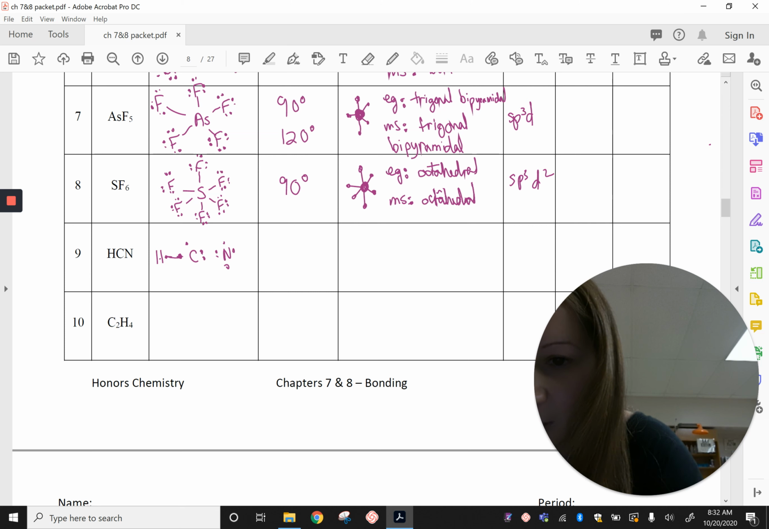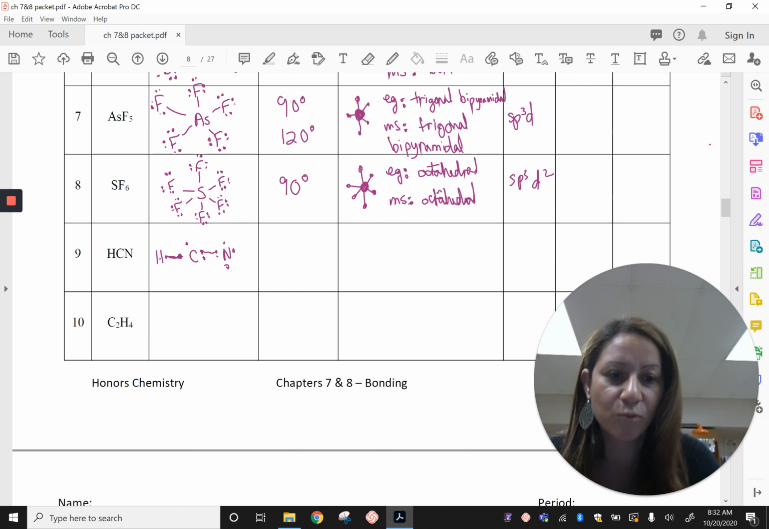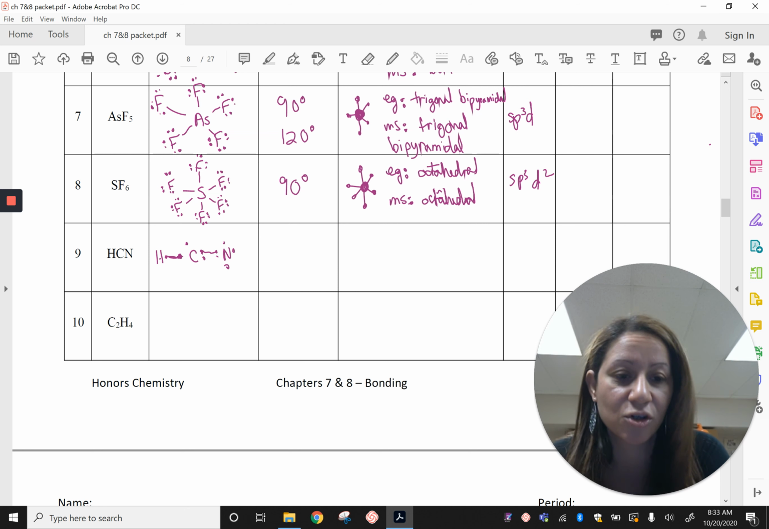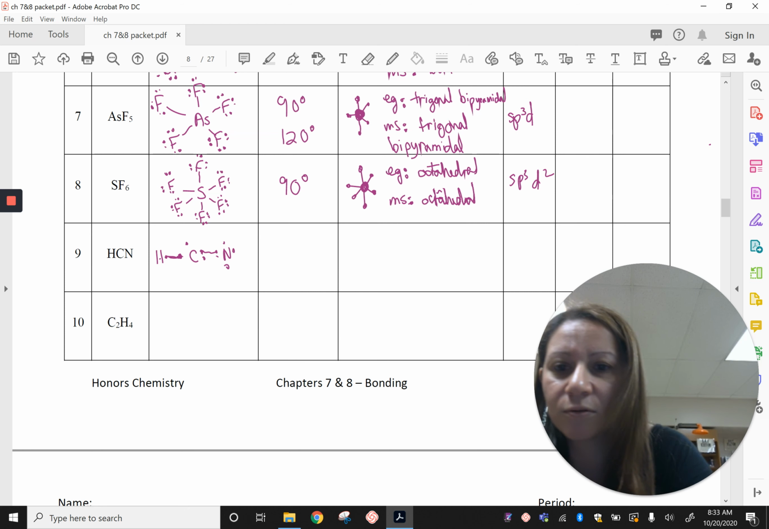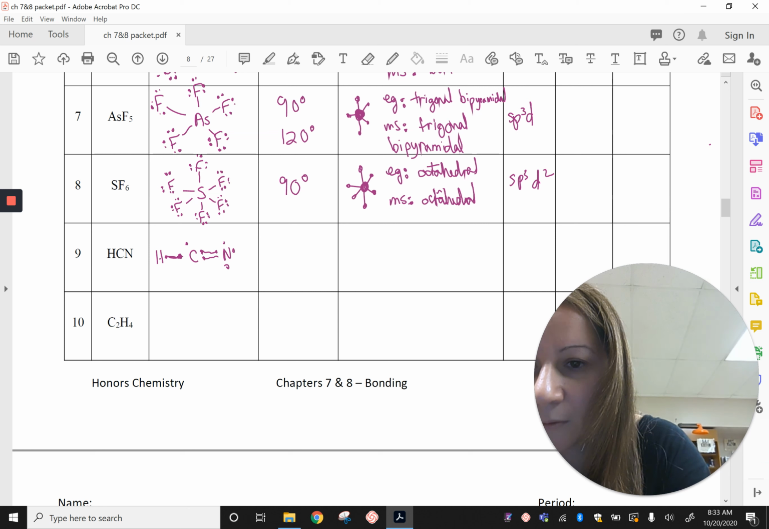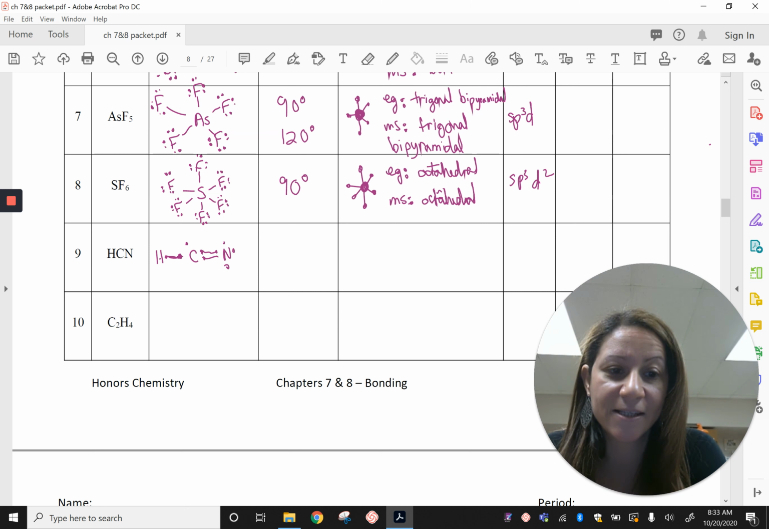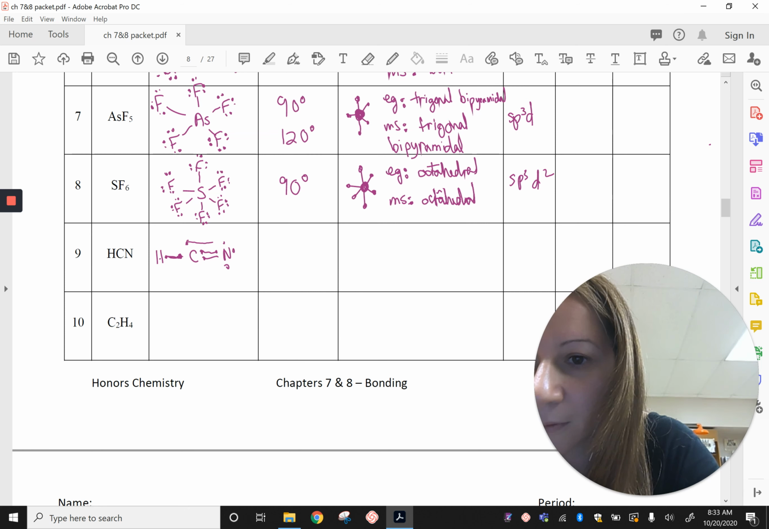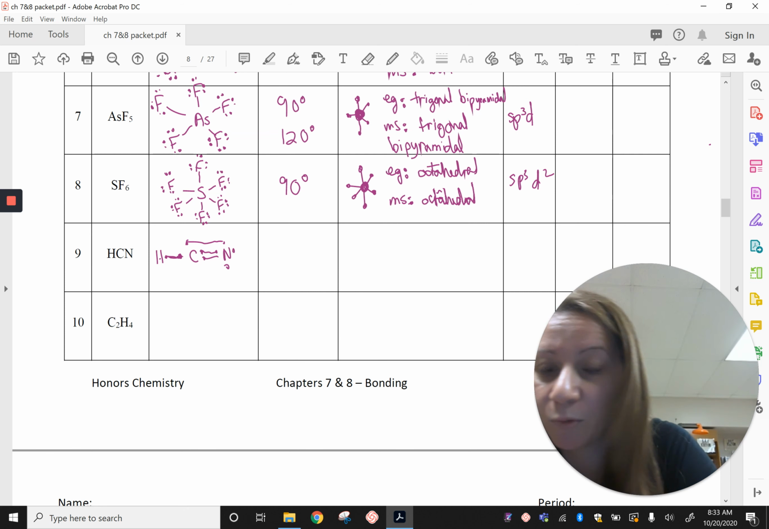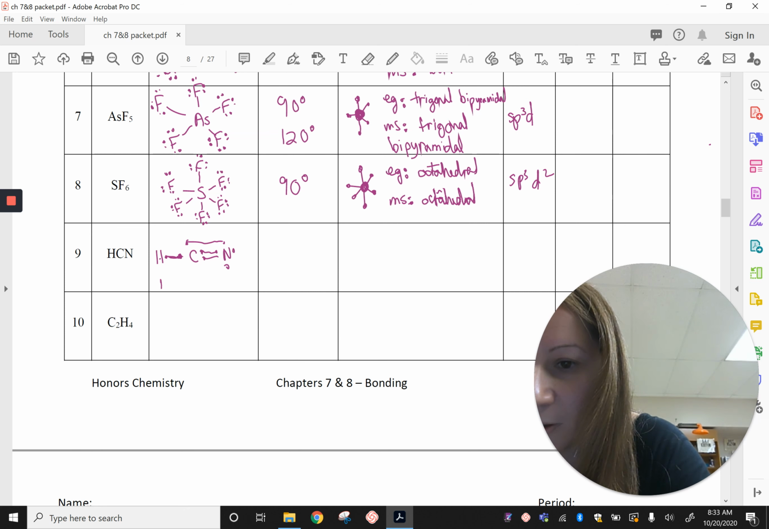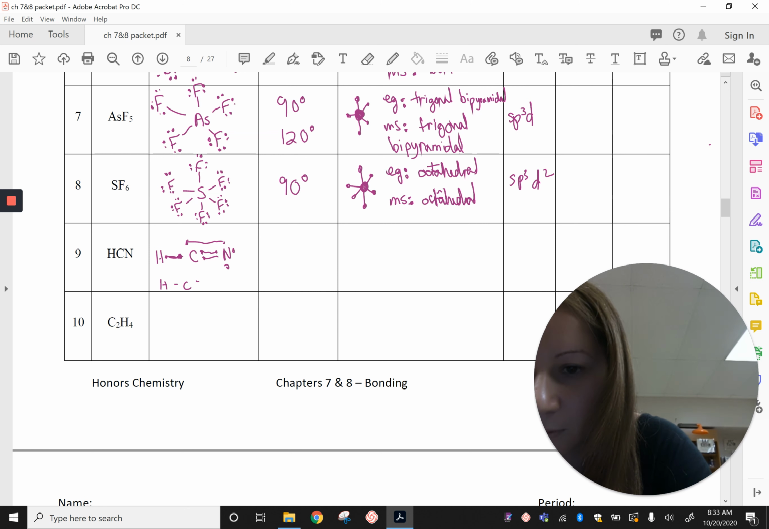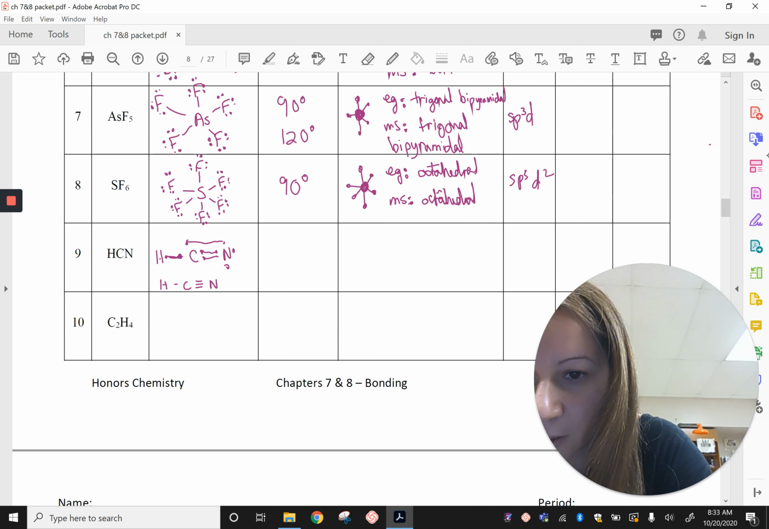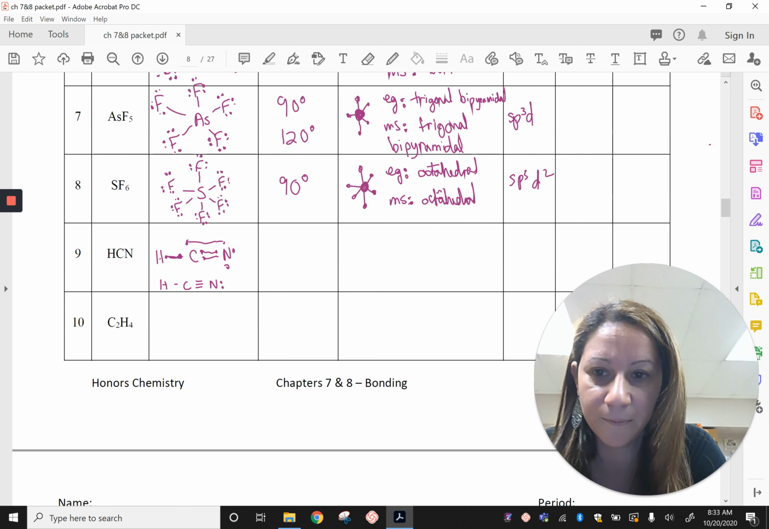Let's bond everything once. There's 1 bond. Hydrogen's good with its duet. Carbon right now has 6. Nitrogen also has 6. So bond another pair. Now carbon and nitrogen have 7 each, so bond a 3rd pair. And so now they're good. But we're going to write it so that it looks a little bit neater. And then the nitrogen here has a lone pair.